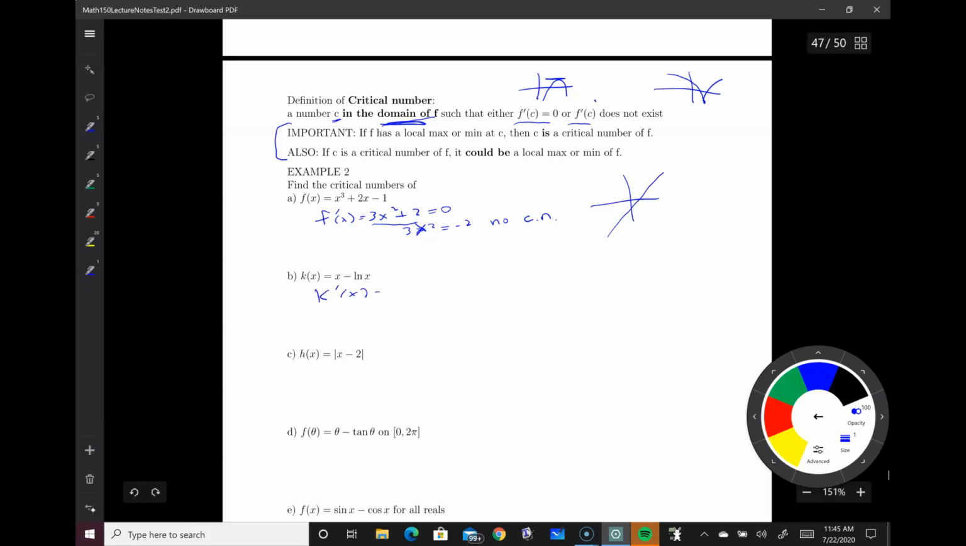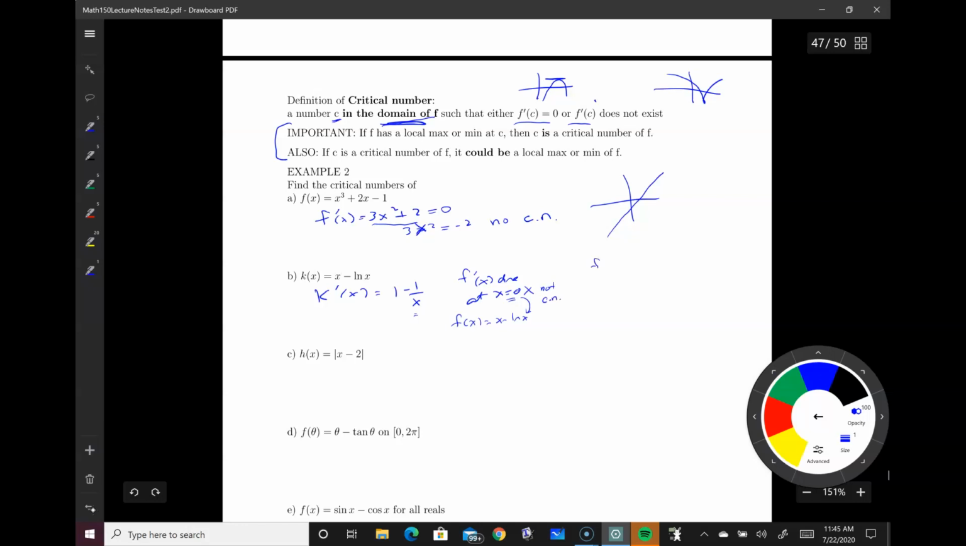All right, let's try this one. K prime of x is 1 minus 1 over x. Looking at the derivative, I can see that the derivative does not exist at x equals 0, right? Cannot use x equals 0 inside here, but stop and look at the function. Can I use x equals 0 inside the function x minus ln of x? I cannot, because I cannot put x equals 0 inside. So this is not a critical number. So not a critical number of the function.